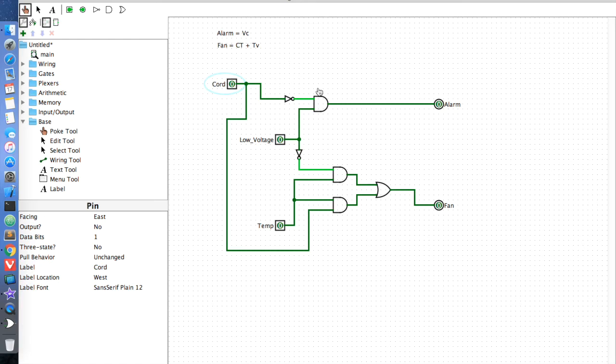Now fan is a little more complicated, but it's not as tricky as it may seem. We have cord and temperature, or temperature and not voltage. I started with the C and T because it was very straightforward. You had cord and temperature going straight into an AND gate. None of them were NOTed. And then you also have T, not V. Temperature went into another AND gate, and we had not voltage. So voltage branches off here to an inverter that goes into this AND gate. And now both of these AND gates, as we see here, lead to an OR gate, and that OR gate leads to fan. So that's how we implement it into Logisim.